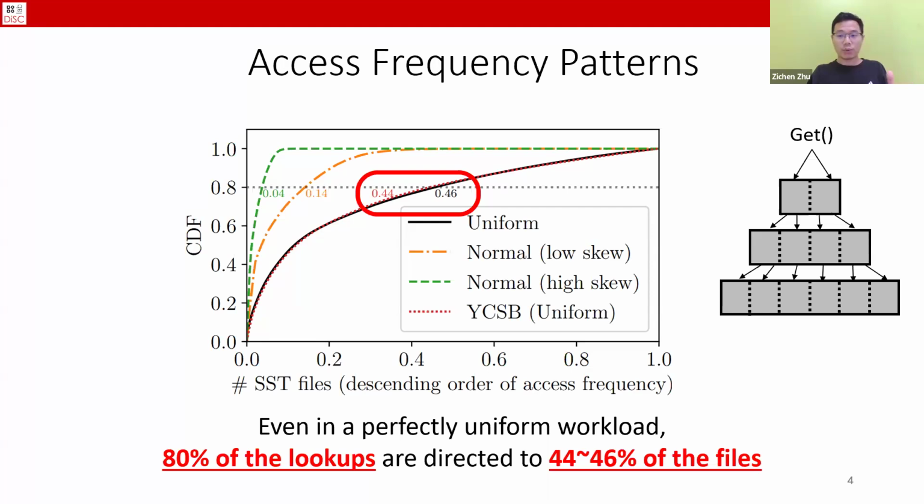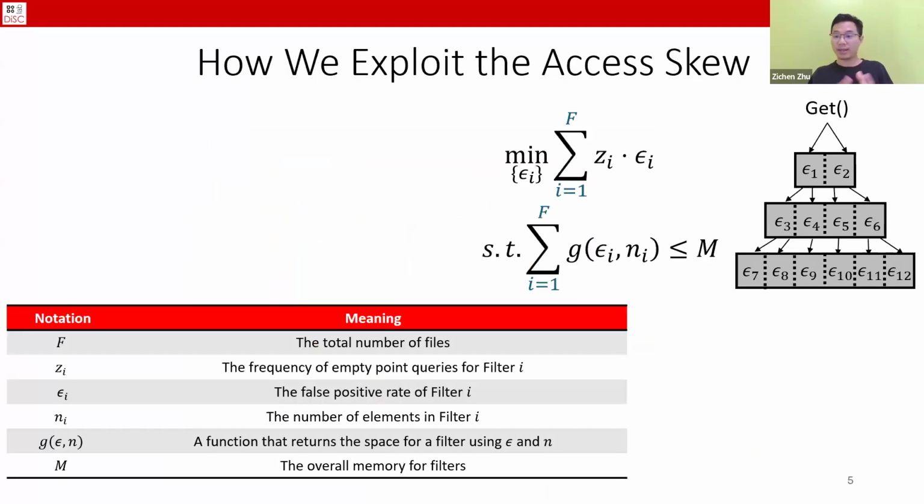Inspired by this, we allow different files to have different bits per key, which can help us exploit these access frequency patterns. Different bits per key, in other words, we allow them to have different false positive rates. And let's see how we achieve this. We are trying to solve this optimization function, and then we get the best false positive rate, essentially the best bits per key per file.